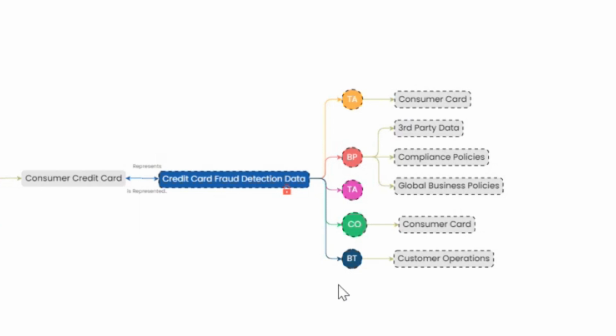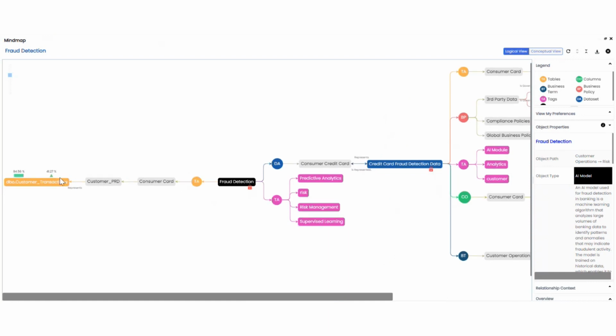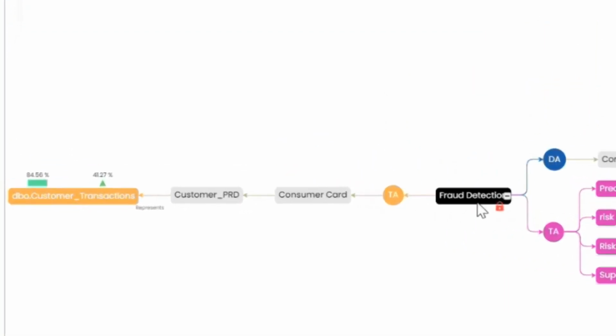So here are the policies and all the business guardrails for that fraud detection model. Let's open it all the way up. And on the left-hand side, I can immediately understand the data behind that AI model and how good the quality is. There's more that I can do.